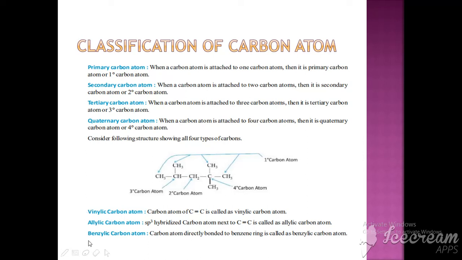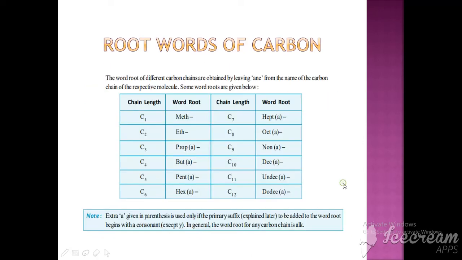Now what are vinylic, allylic and benzylic carbons? These 3 topics are basically of class 12th, so let us discuss them over here only. The carbon atom of C double bond C is known as a vinylic carbon atom. An allylic carbon atom is an sp3 hybridized carbon atom next to a C double bond C. Similarly, a benzylic carbon atom is a carbon atom directly bonded to a benzene ring. So let us go next.